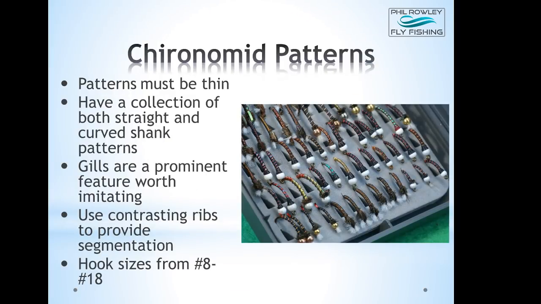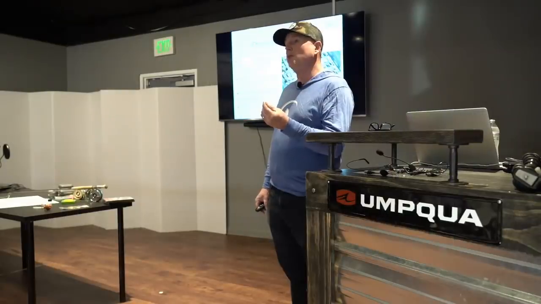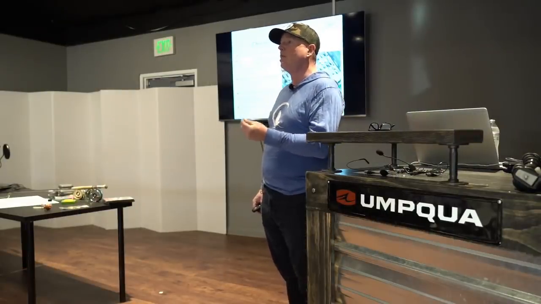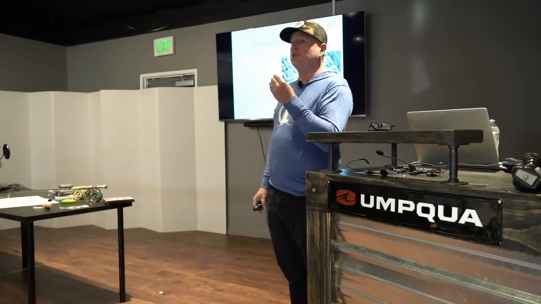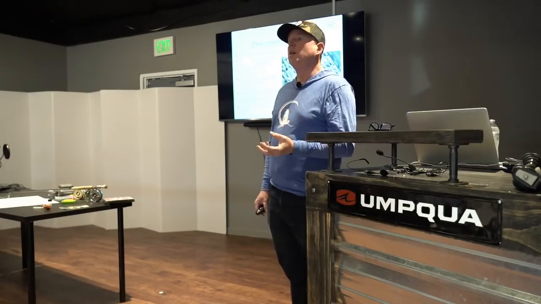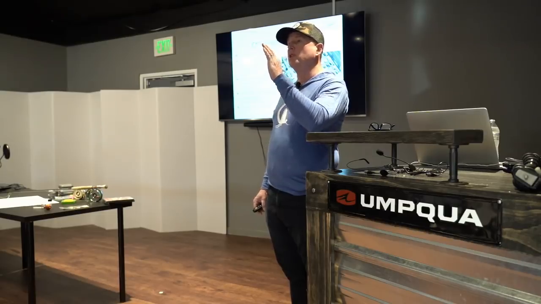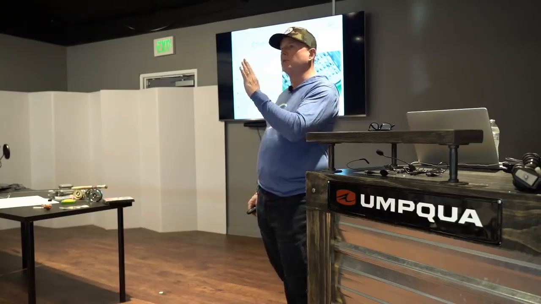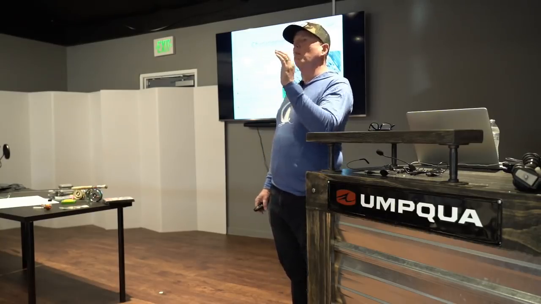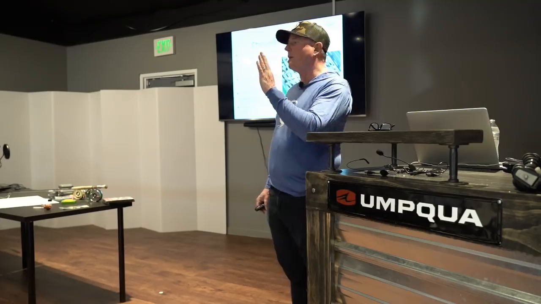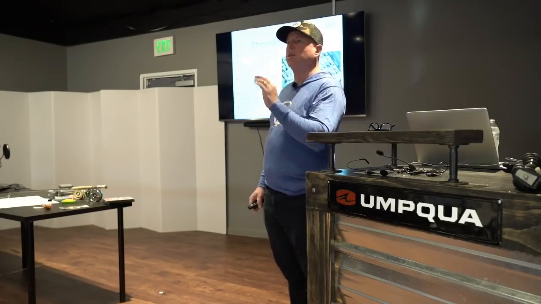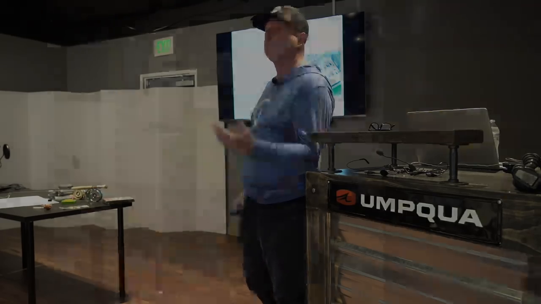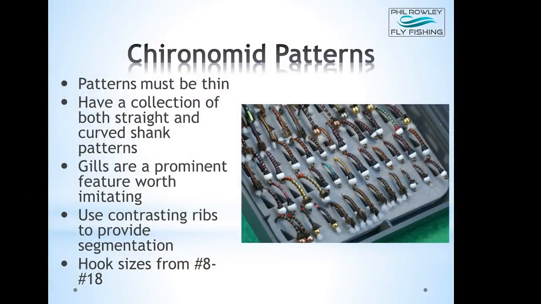Patterns, again, must be thin. You should have a collection of patterns tied on curved shank hooks, and I have come into situations where tying a pattern on a straight shank standard hook works, because early in the emergence, those chironomids don't move very much. And in really selective conditions, where these are fish that have been pricked more than a few times and are starting to get a little wary, they will orientate themselves and prefer at times one profile over another. That's extreme. The gills are always worth imitating.